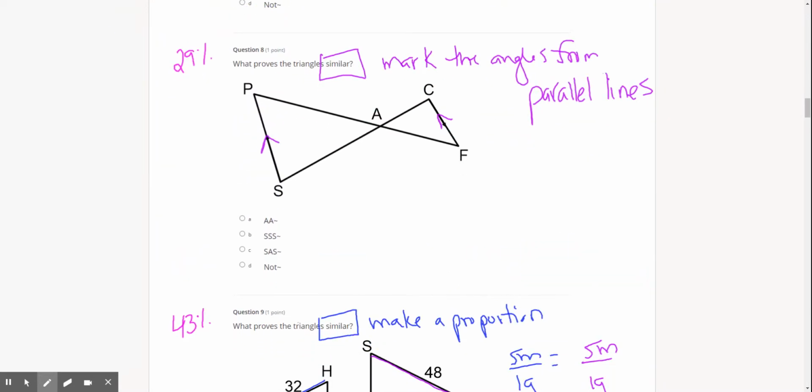again, we've got the word similar. So automatically we think proportion. There's no sides to put in proportions. But we do have these little baby arrows that are just barely visible. That's why I made them bigger. So what do you do with those arrows? What angles can I mark with those arrows?